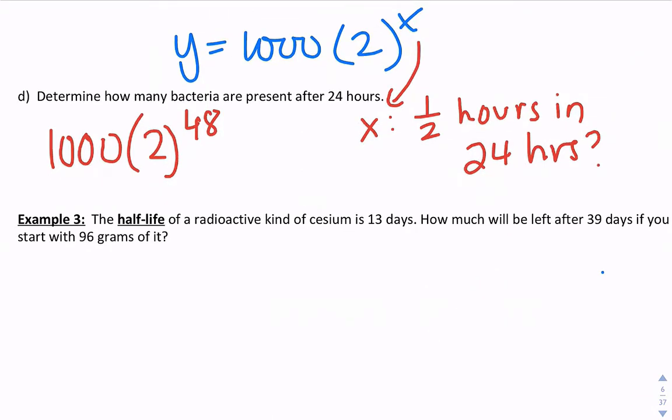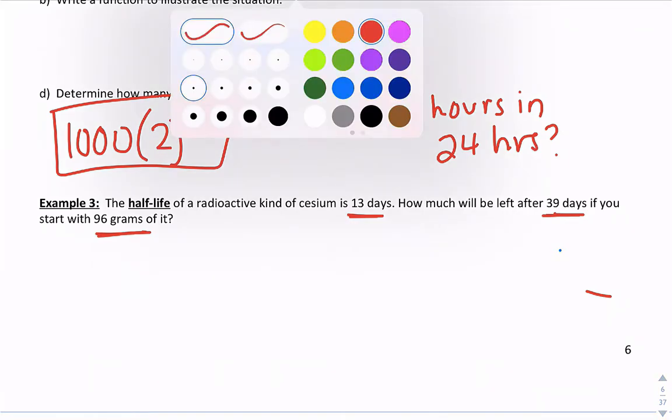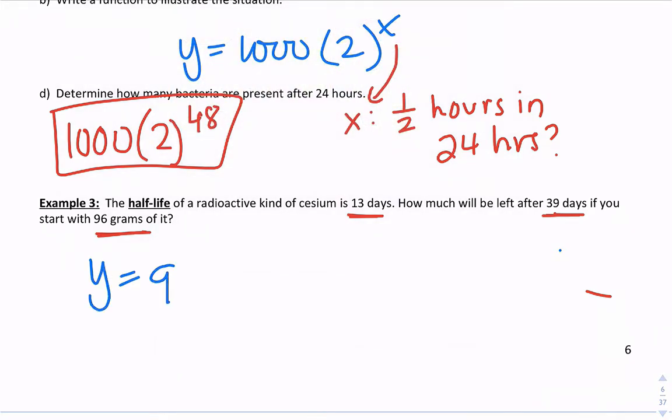All right, on the next one. The half-life of a radioactive kind of cesium is 13 days. How much will be left after 39 days if you start with 96 grams of it? All right, let's write the function. We start with 96, it's half-life, so we're taking half every time.